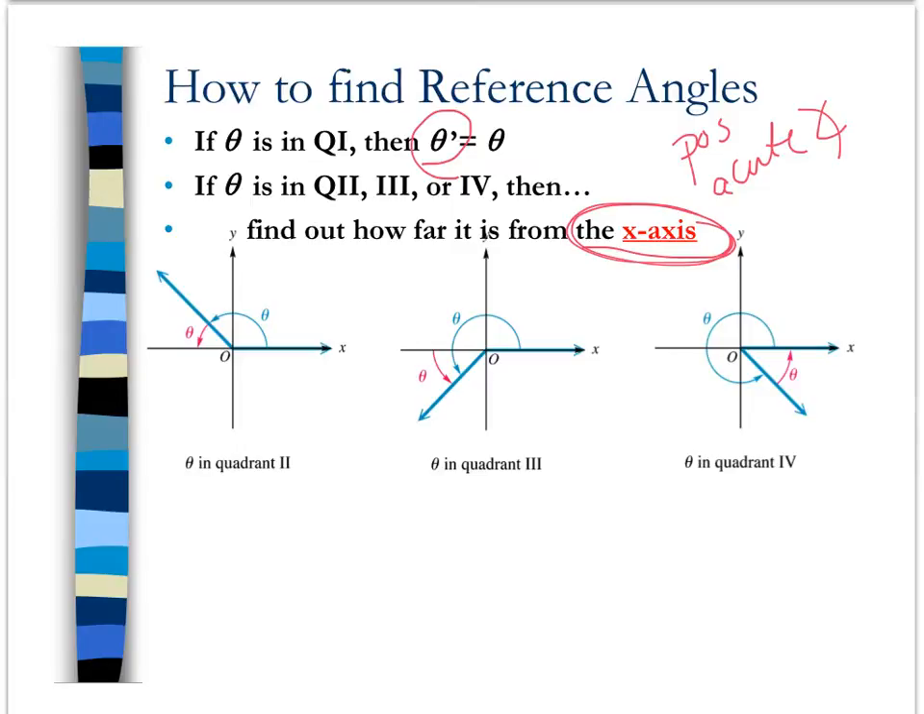So if we are in quadrant 2, we would take 180 and subtract the angle. If we're in quadrant 3, we would take the angle and subtract 180. And if we were in quadrant 4, we would take 360 and subtract the angle. This is also true for pi or 2 pi if we were dealing with radians.